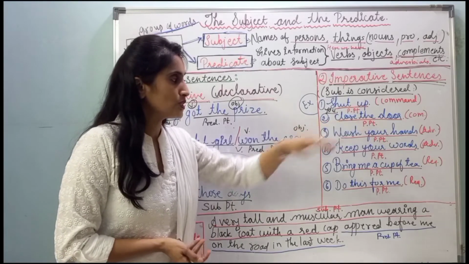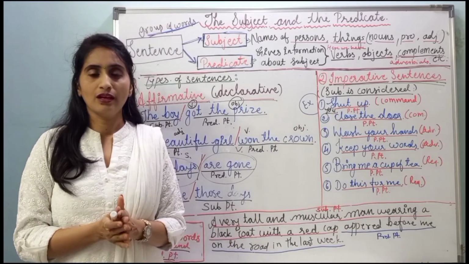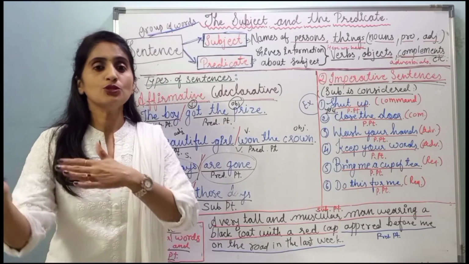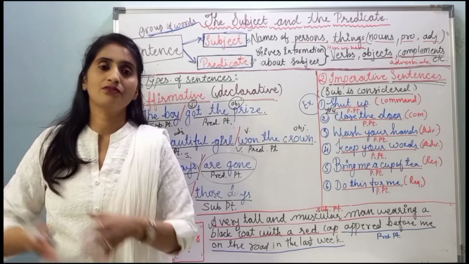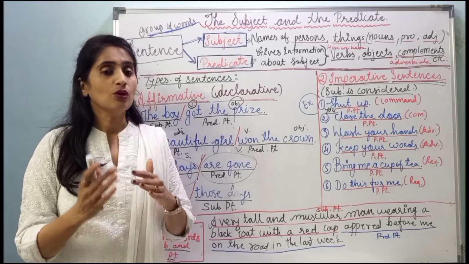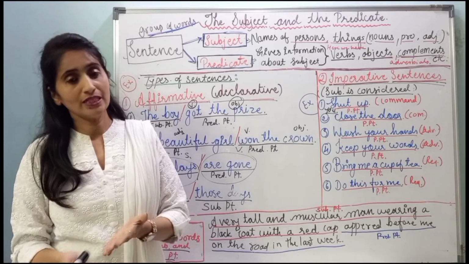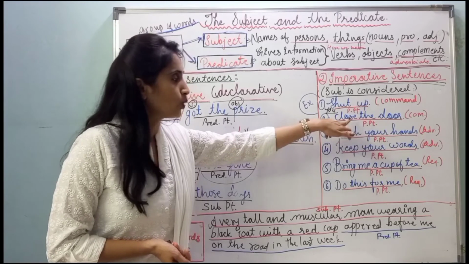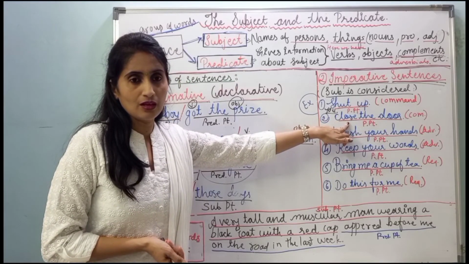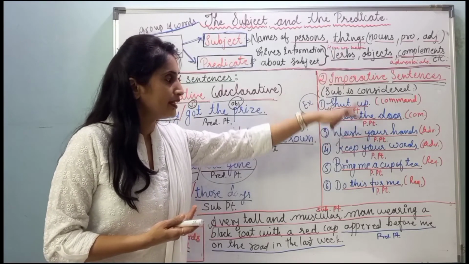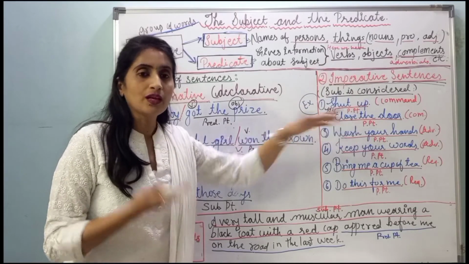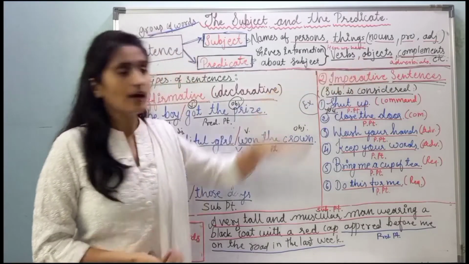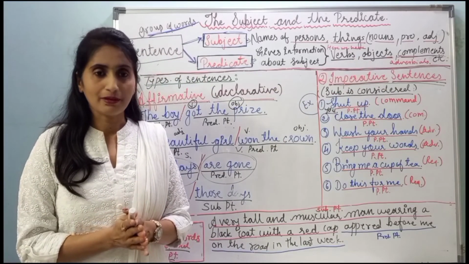See here, close the door. This is the command. Whenever we say close the door, we tell this to someone who is there in front of us. Okay, so you close the door. So you is the subject and close the door is the predicate part. Close is the verb. Most of the times, the predicate part begins with the verb. The part which consists of verbs, objects, complements, adverbials is called the predicate part.